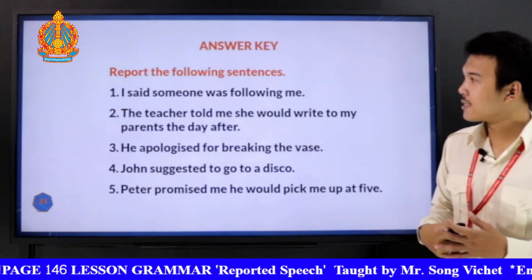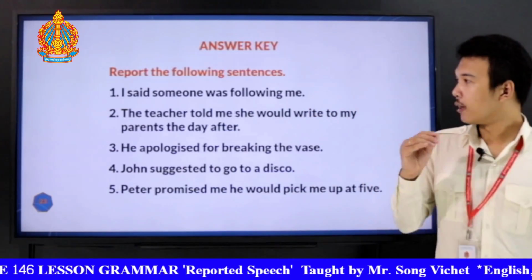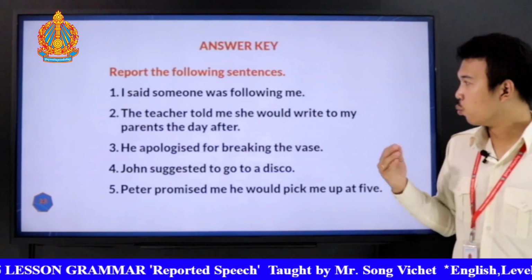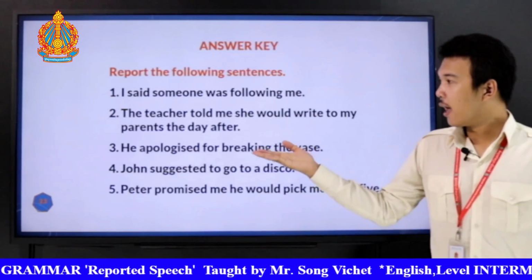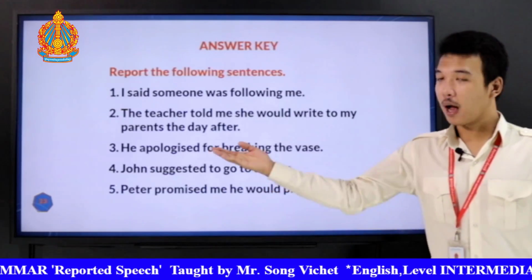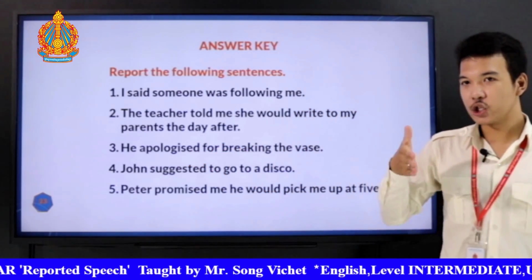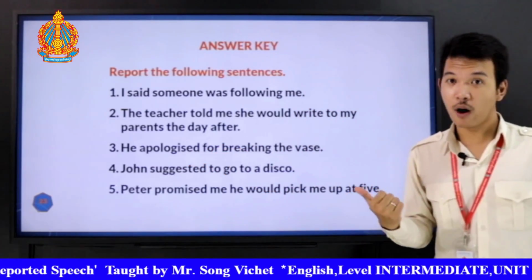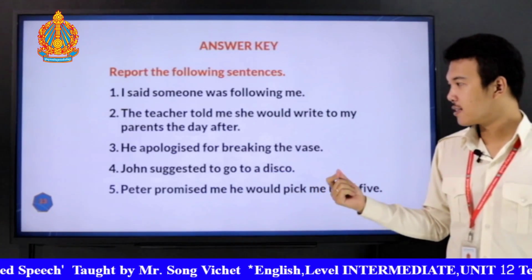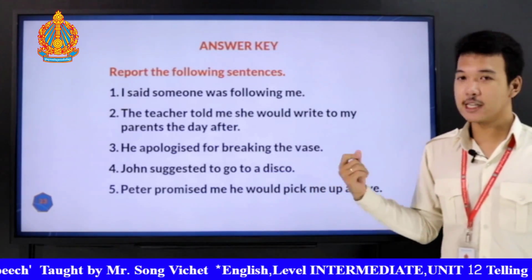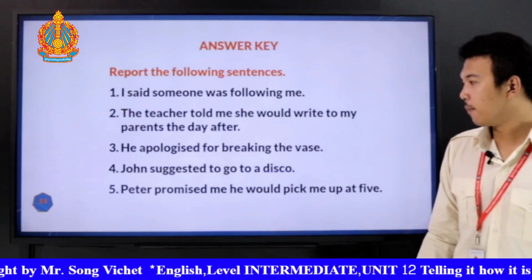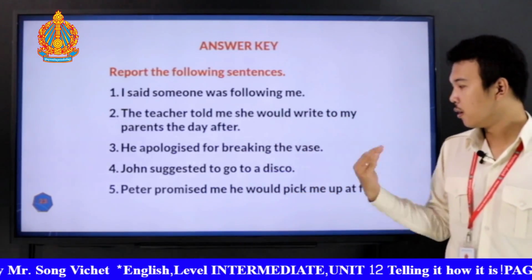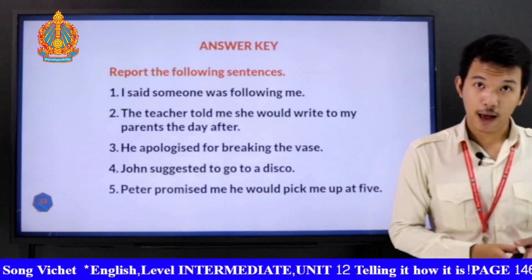Let's start number 1. I said someone was following me. Number 2, the teacher told me she would write, since it is will, we change from will to would. And he apologized for breaking. Of course, apologize plus preposition, after preposition verb ing, right? And number 4, John suggested to go or suggested going to a disco. And the last one, number 5, Peter promised me he would pick me up at 5.